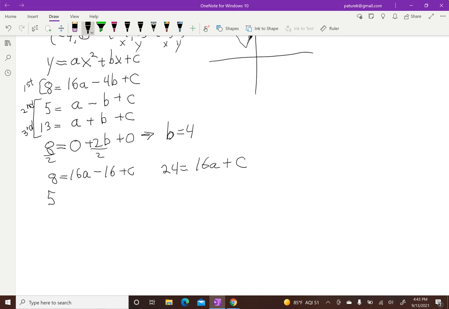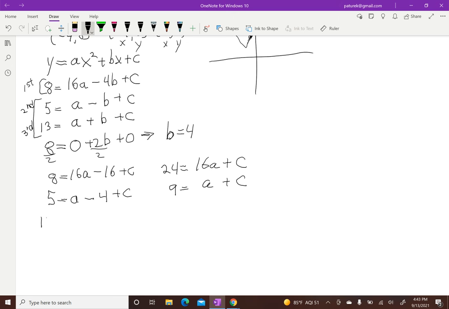The second equation would be 5 is equal to a minus 4 plus c. If I add 4 to both sides, that becomes 9 is equal to a plus c. And already I have enough information that I can eliminate a with those two expressions. But I'm going to write the third one as well.